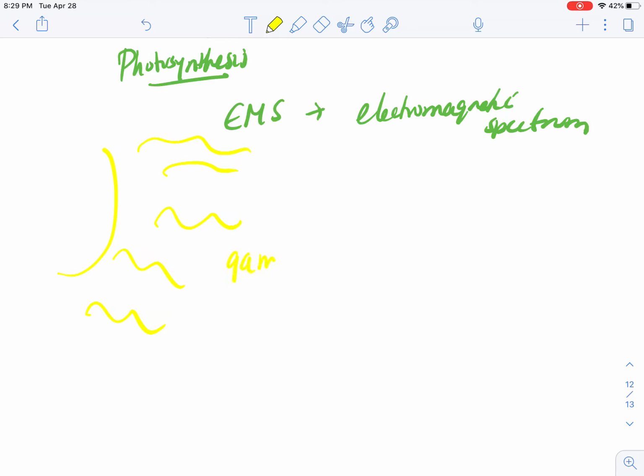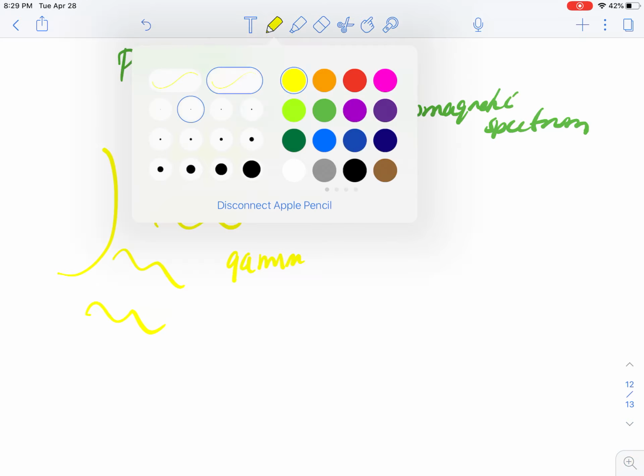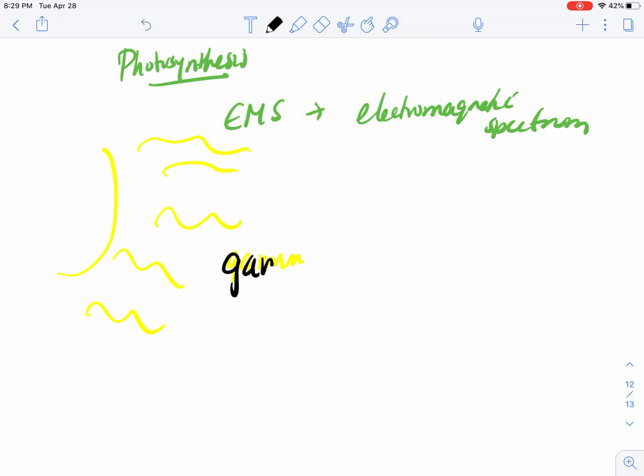So the sun can emit gamma rays. This is kind of hard to see, so we're going to write gamma rays. These are like intense X-rays, UV rays, all these rays the sun emits. And these are high energy waves.